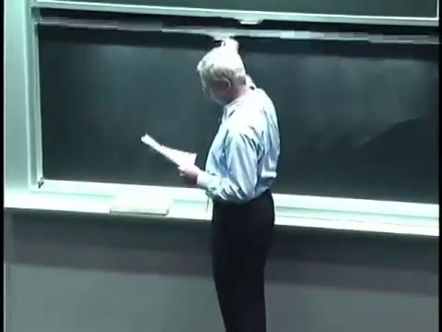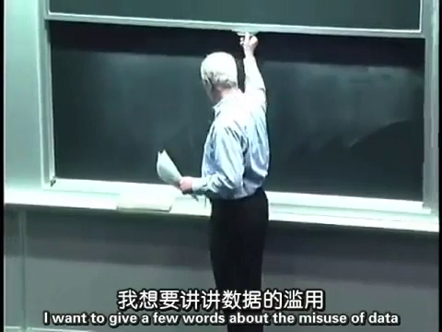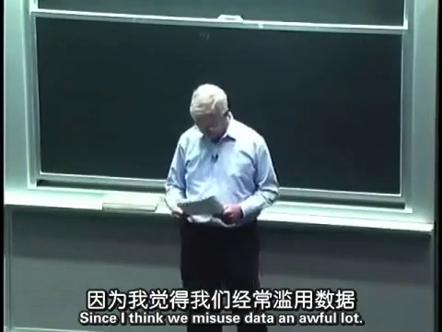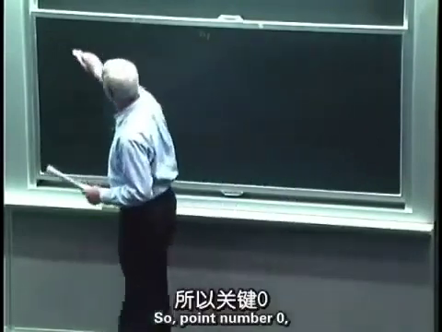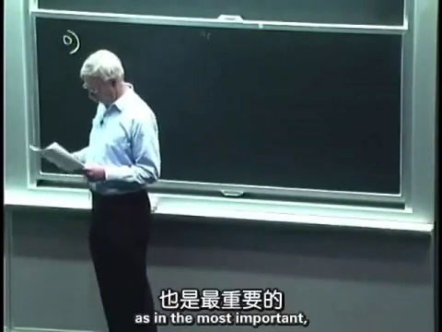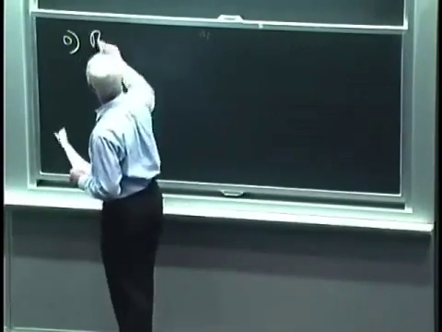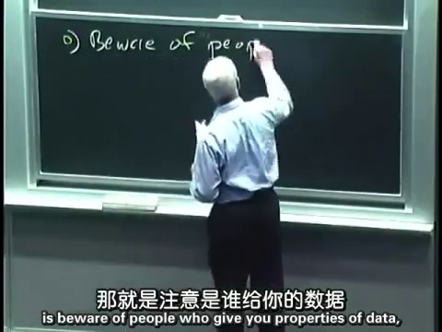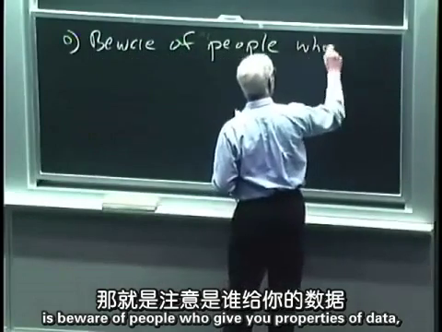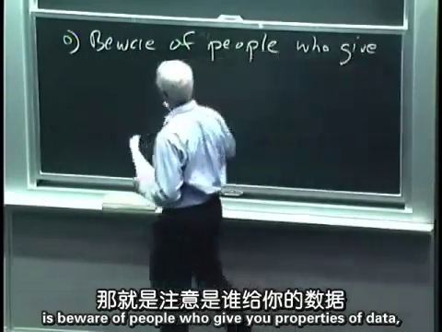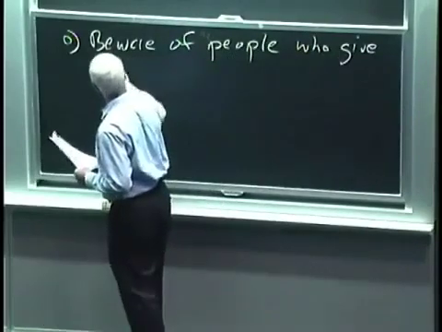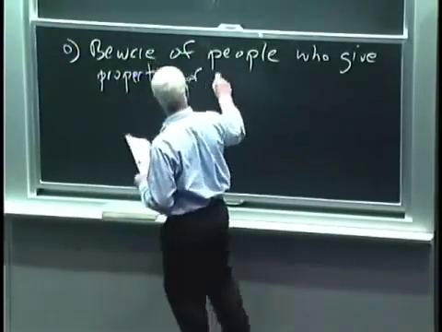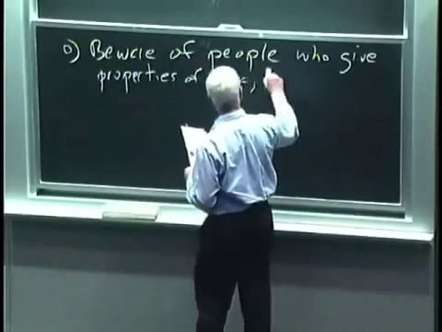In closing, I want to give a few words about the misuse of data, since I think we misuse data an awful lot. So, point number 0, as in the most important, is beware of people who give you properties of data but not the data.